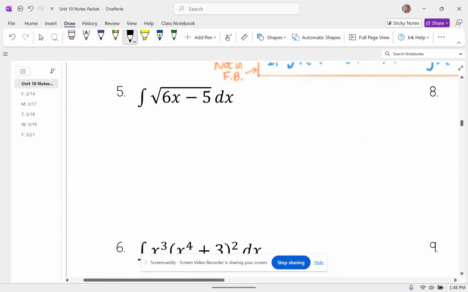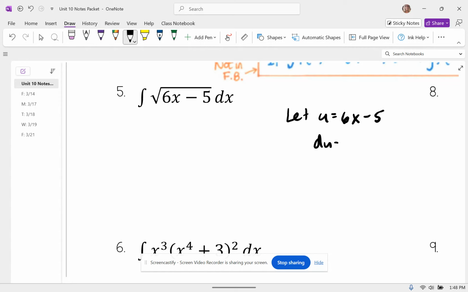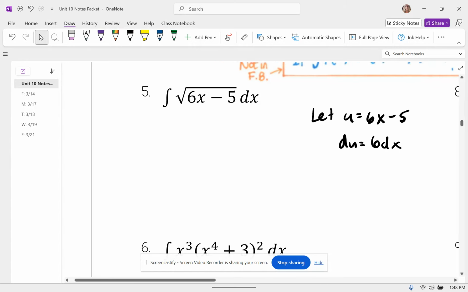So, where did we stop? Connor, who's u? Probably like 6x minus 5. Who's du? 6 dx. Why do you use a D? Does D seriously stand for with respect to? It's the differential.